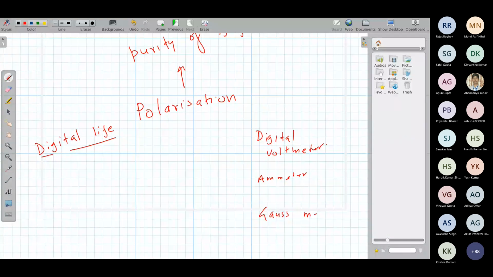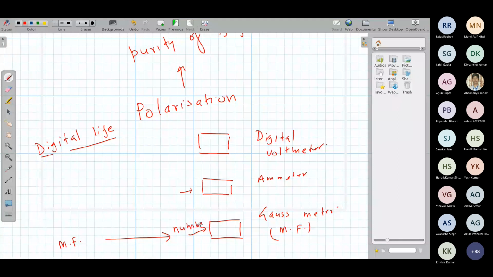What does it do? It measures magnetic field, right? So in all these things there is a screen, and on that screen you can read how much is the voltage in the circuit, how much is the current in the circuit, how much is the magnetic field around a coil. But how do you get that number? How do you convert magnetic field to a number? How do you convert current, meaning the flow of electrons, into a number?